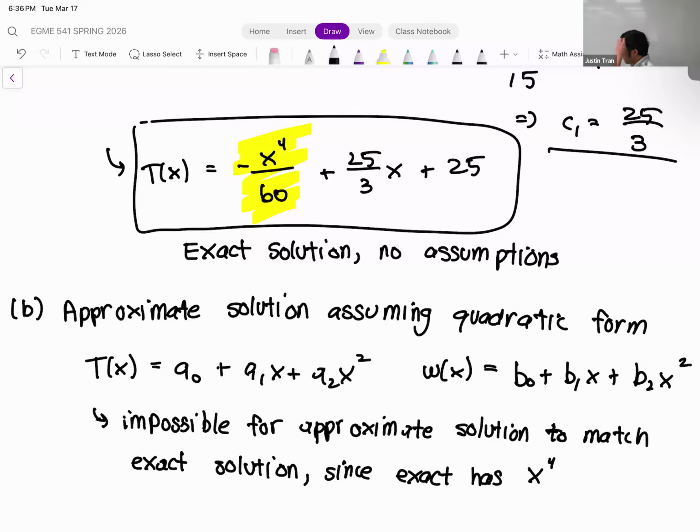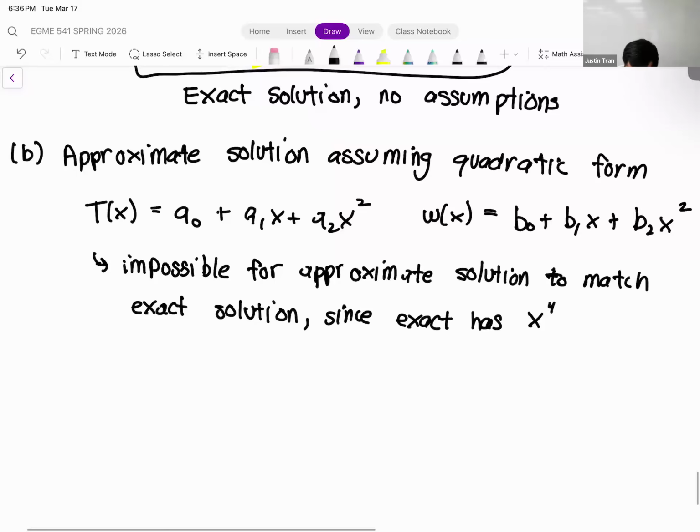Now, this is kind of a unique case where we're solving both the strong and the weak form. Normally you don't have this information, but I think it's important to note that at this stage we know our exact solution has an x to the fourth term. It's going to be impossible to replicate that because we've already conceded that we're only looking for a quadratic form. So whatever we get for our approximate solution is never going to be exactly the same as our exact one. But we can see how close we can get with the quadratic function.